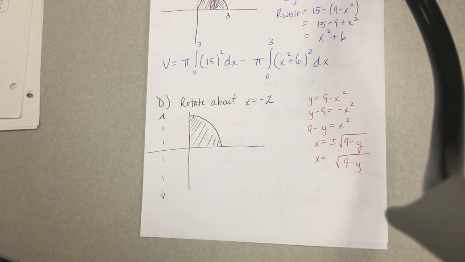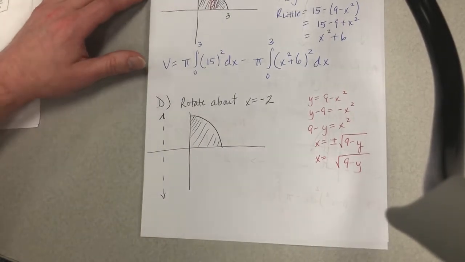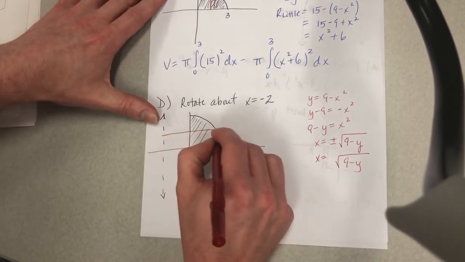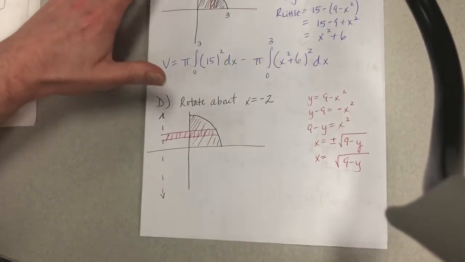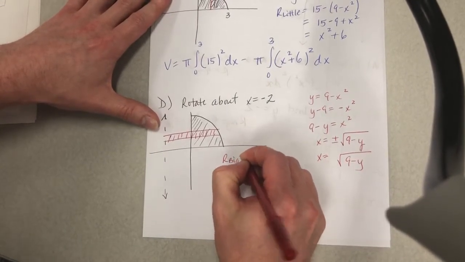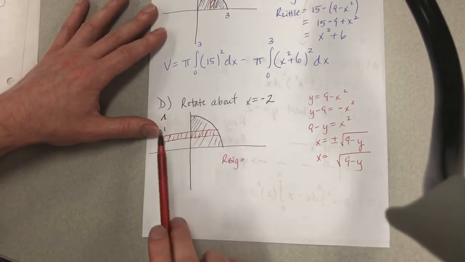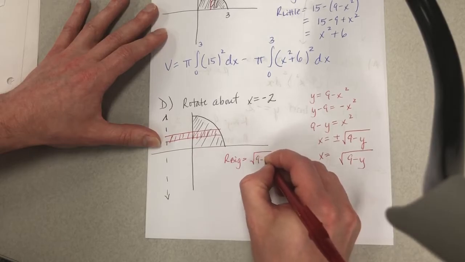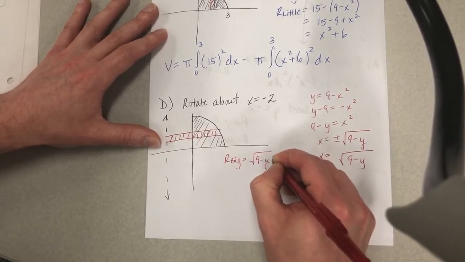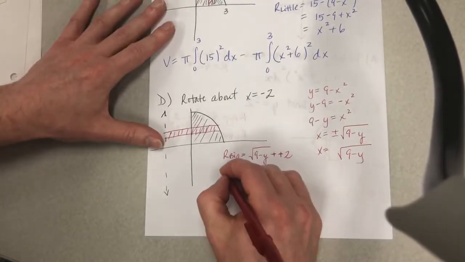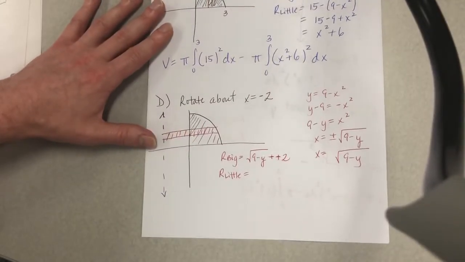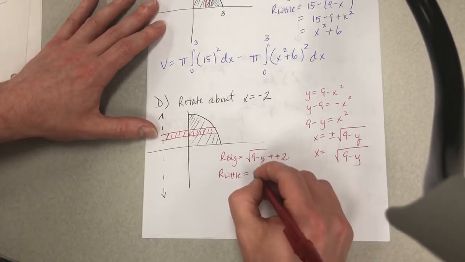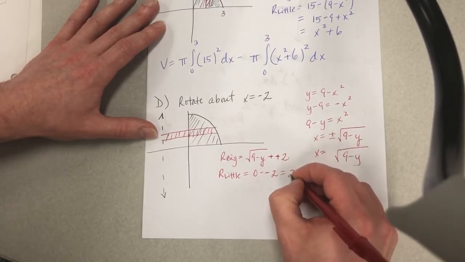Now, we have to find our R big and our R little. So we're going to draw our ladder perpendicular to the axis of rotation. And when it's x equals, we have to do right curve minus left curve. So R big is going to be right curve minus left curve. So it's going to be the square root of 9 minus y minus a -2. The negative turns into a plus, plus 2. Okay? R little is going to be right curve minus left curve. We subtract out the white portion of our ladder. So it's going to be 0 minus a -2, which is equal to 2.